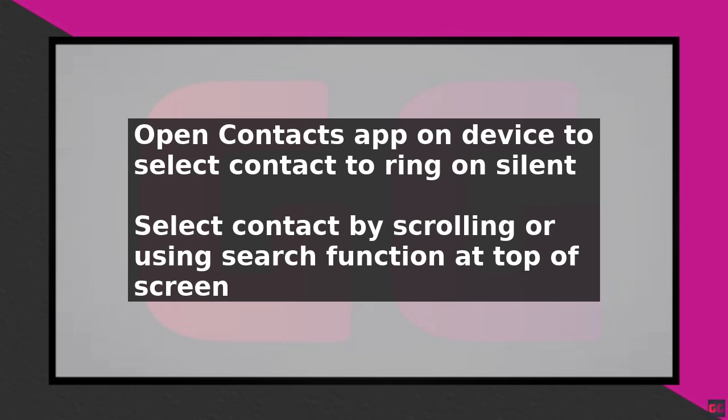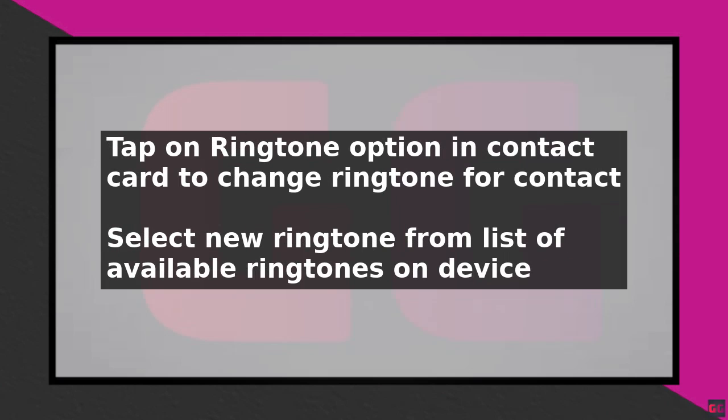You can do this by scrolling through your contact list or by using the search function at the top of the screen. Once you have found the contact, tap on their name to open their contact card. In the contact card, you will see an option that says ringtone or default ringtone. Tap on this option to change the ringtone for this specific contact.